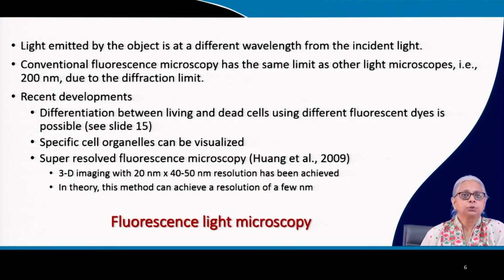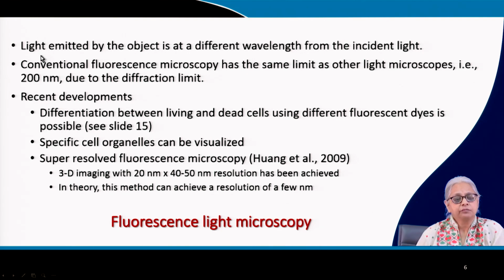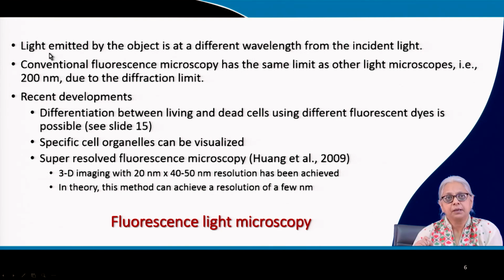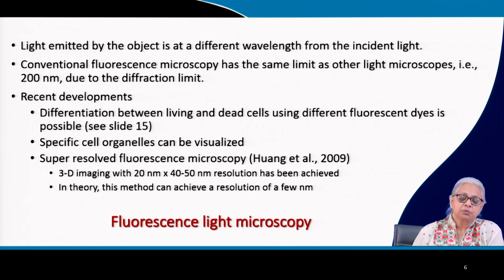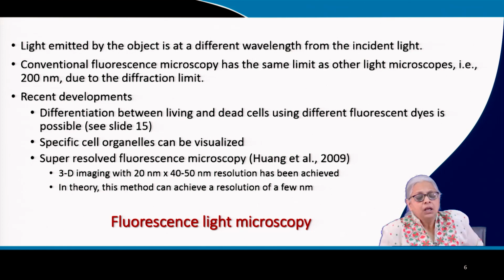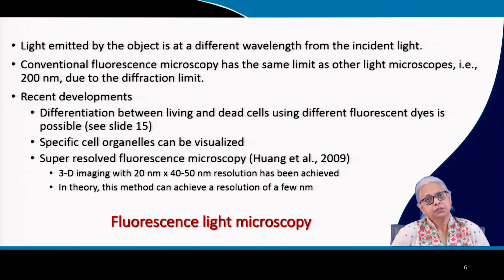All right, so we now come to a new development in light microscopy, and that is fluorescence microscopy. I need to remind everyone that fluorescence is a phenomenon where the light emitted by the object is at a different wavelength compared to the incident light. Some of you may be familiar with the natural fluorescence of chlorophyll. Under sunlight, if any cell has chlorophyll in it, it looks green. We are all familiar with algae and so on in our environments, including plants. All of them have a green color because of the presence of chlorophyll molecules.